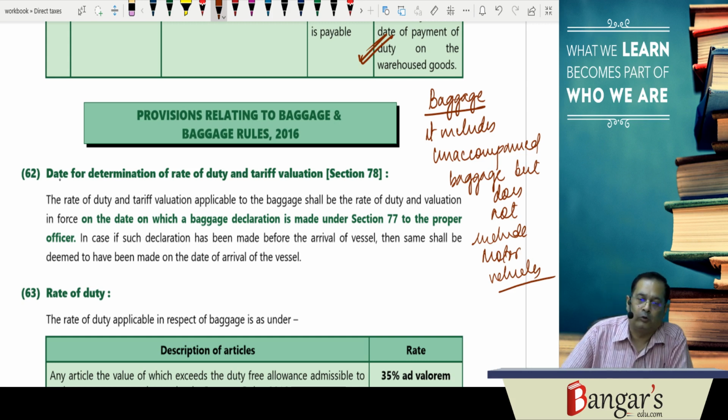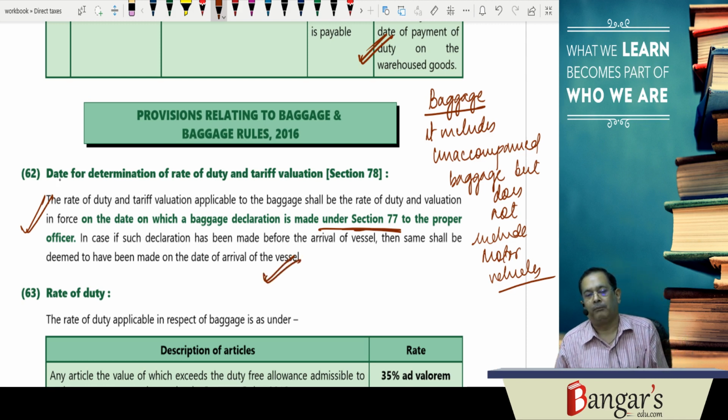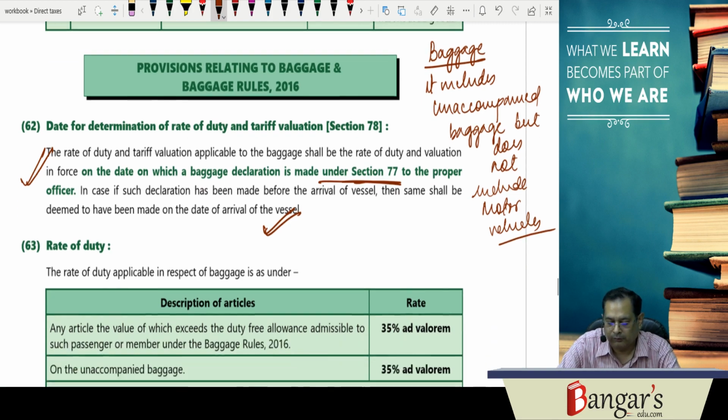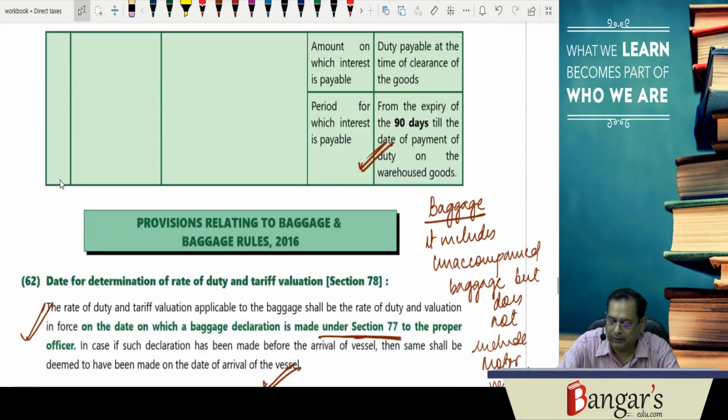Now basically the date for determination of rate of duty and tariff valuation in case of baggage is what? You have to give a baggage declaration. Baggage declaration is to be presented by us under section 77. So the date on which the baggage declaration under 77 is presented, that is the date for determination of rate of duty and tariff valuation. And here, if the baggage declaration is presented prior to the arrival of the vessel, then it will be deemed to be presented on the date of the arrival of the vessel.